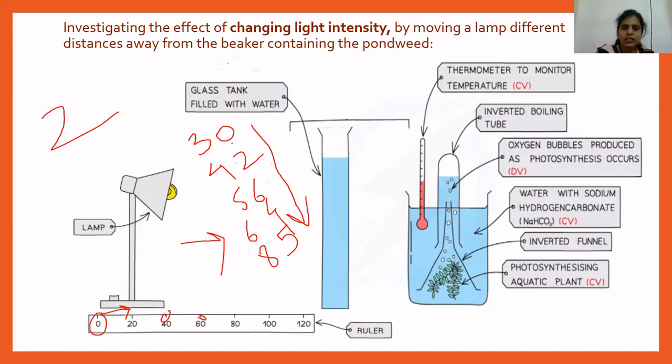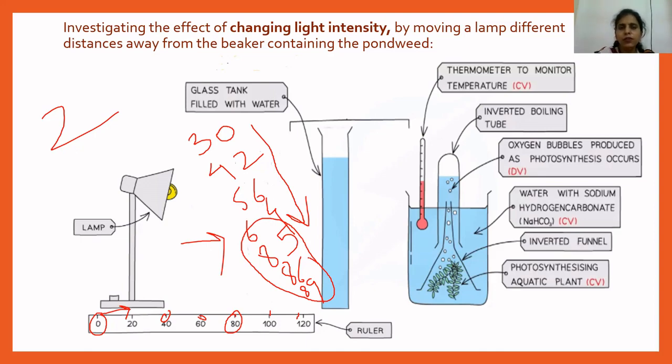But remember, the number of oxygen bubbles will increase only up to a certain point. Maybe after 80 centimeters, at 100 and 120 centimeters, the number of oxygen bubbles produced was around 86 or 89, something like that. So it was almost constant. That means the number of oxygen bubbles produced after 80 centimeters was almost the same, so the rate of photosynthesis was constant.